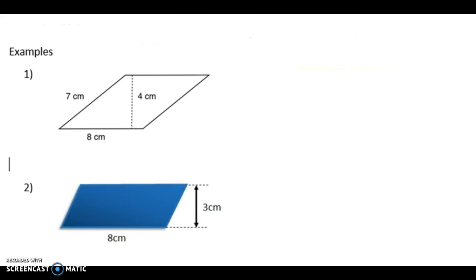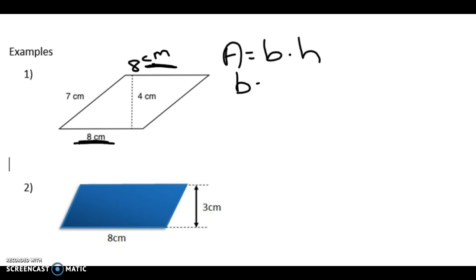Okay, going into some examples of calculating a parallelogram's area. Again, the equation equals base times height. So I need to identify the base. The base is always in here, or it could be labeled up top. Okay? These are the same. Remember, they're congruent sides, so the numbers are the same. This would be 8 centimeters also. Okay? So B is equal to 8 centimeters.